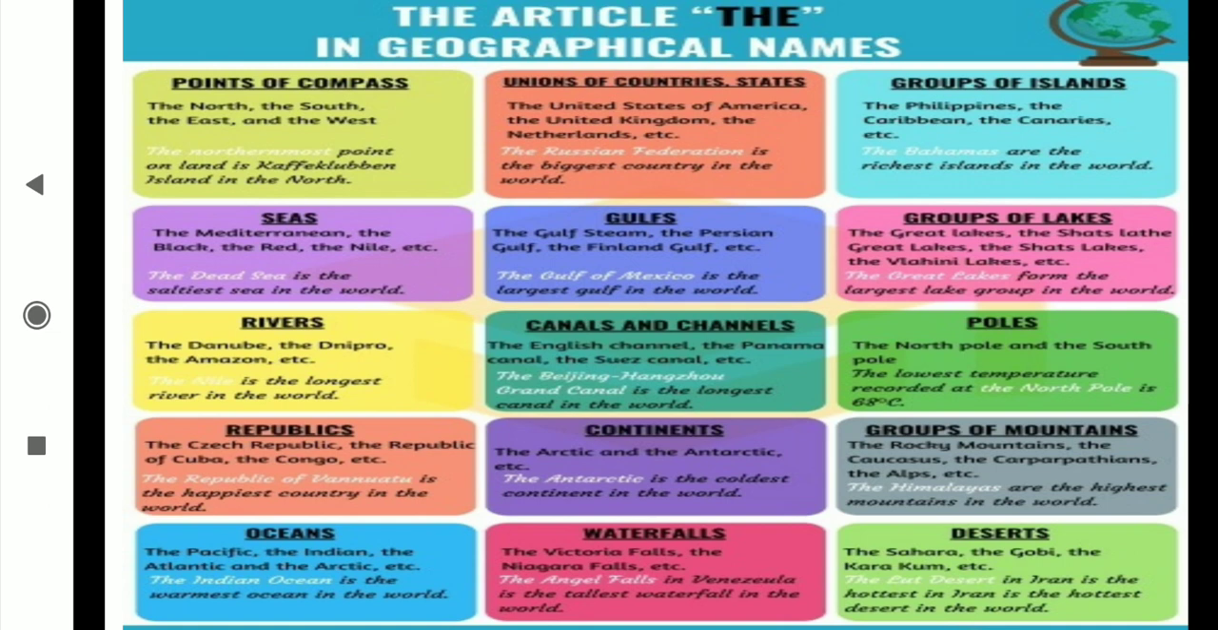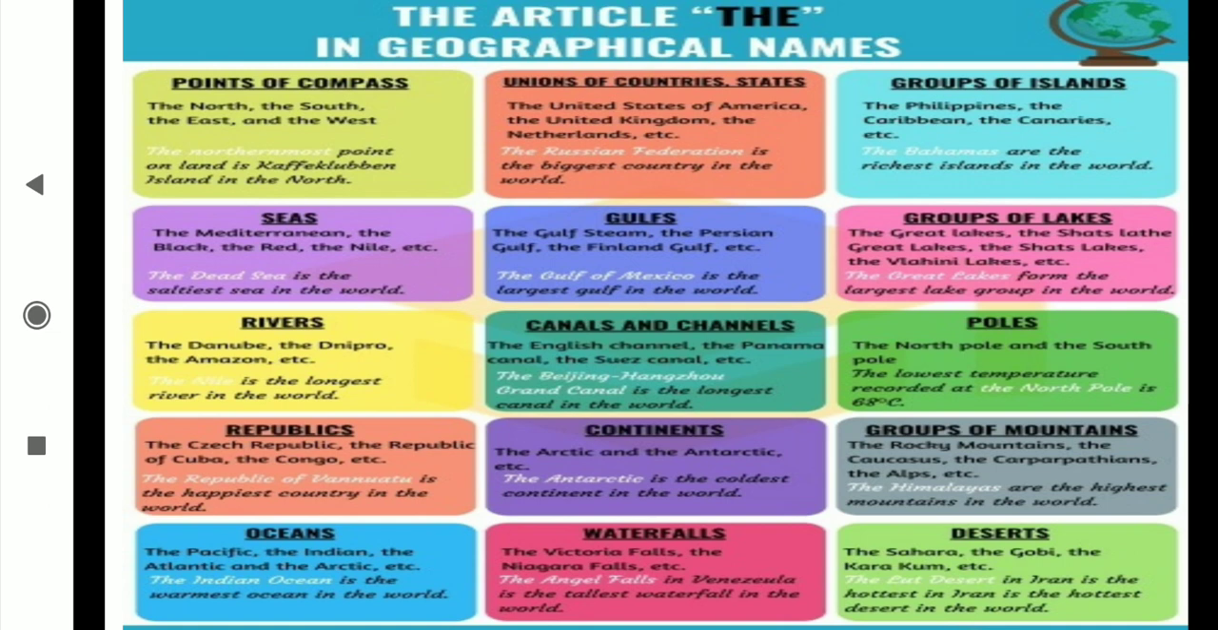Groups of lakes: the Great Lakes and the Volian Lakes. Rivers: the Danube, the Dnieper, the Amazon, the Nile. Canals and channels: the English Channel, the Panama Canal, the Suez Canal. Poles: the North Pole, the South Pole. Then republics: the Republic of Cuba, the Congo. Continents: the Arctic and the Antarctica, etc.